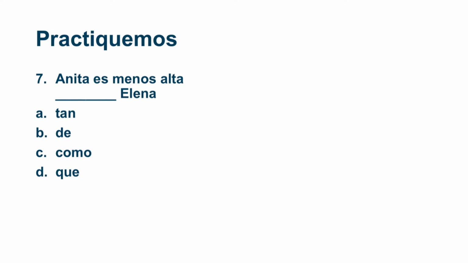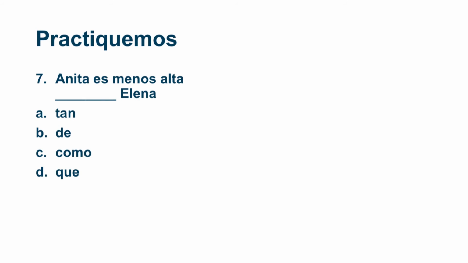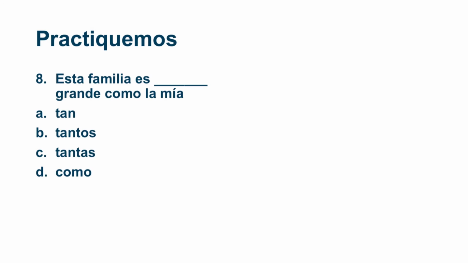In this one, you are comparing height. You are comparing an adjective using the word menos or más. Anita es menos alta, so you're going to need to use que. Anita es menos alta que Elena. If it were a comparison of equality, it will be Anita es tan alta como Elena. In this example, esta familia es grande como la mía. If you're comparing sizes in this case, you have to use the formula tan. Esta familia es tan grande como la mía.